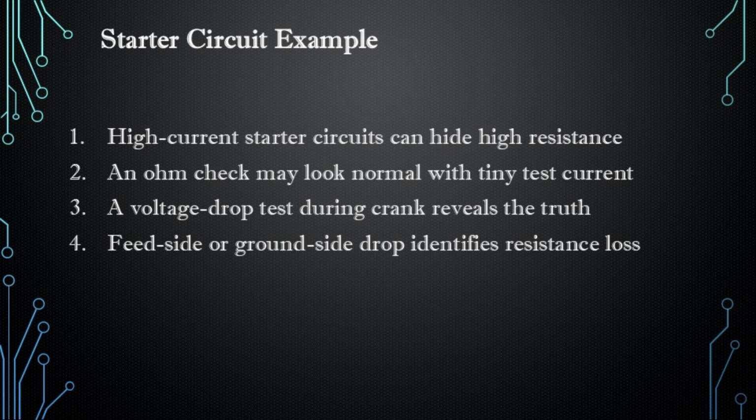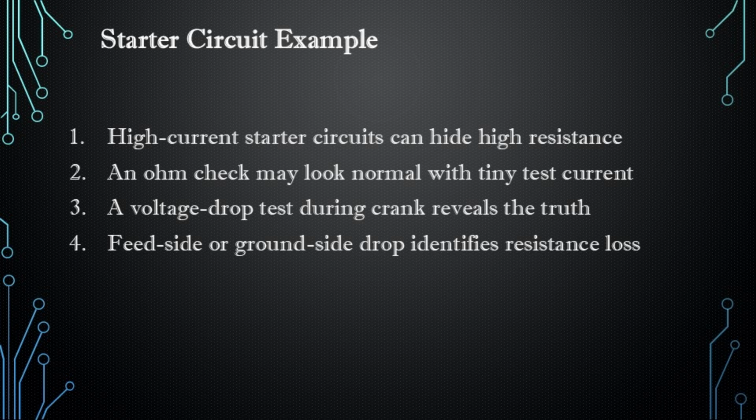But that is not how the starter uses the cable. When the starter engages, current demand rises sharply. Now the cable has to deliver real current under real load. If there is resistance in the cable, in the terminal, or in a connection, the voltage drop becomes visible immediately. That is why a voltage drop test during crank reveals the truth. The circuit is operating, the parts are under stress, and the reading now reflects the real condition of the circuit.